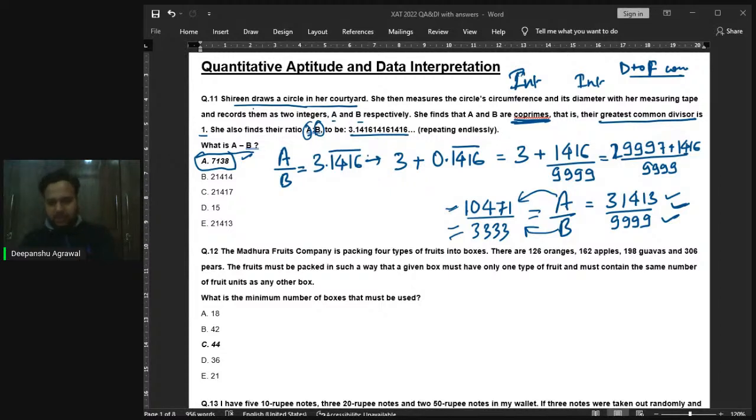Students, I'm not able to see your comments in between the question, in between the solution. So I'll get back to your questions after each and every question, after each and every solution.